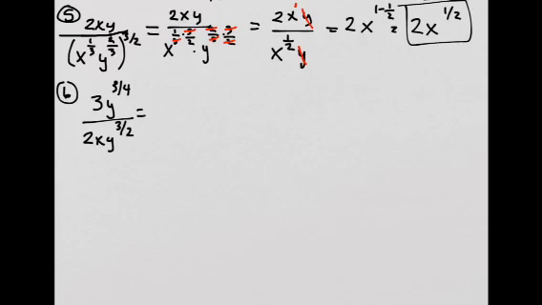So for this problem, the only thing that has to be simplified is the y, because the 3 and the 2 don't reduce anymore, right? And then there's only one x down here. So I'm going to simplify this.